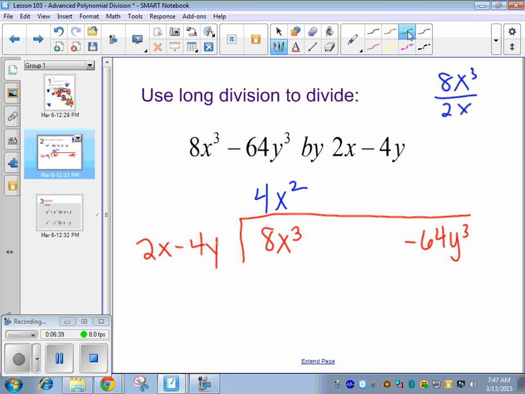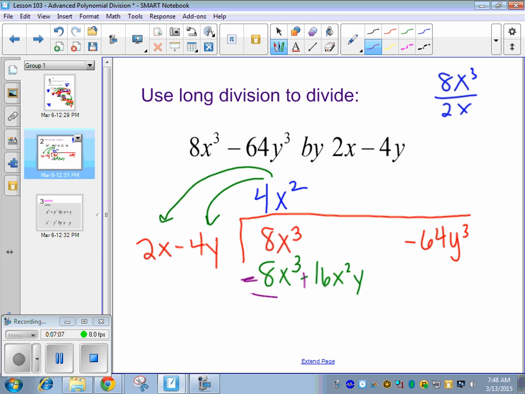Devin, what do I do next after I put a number up top? Multiply it by the 2x minus 4y. Good. Patrick, what do I get when I multiply this times this? 8x cubed. And this times this? Negative 16x squared y. Nice. Now we start over and divide the first by the first. Actually, no, before we do that, change signs. My bad. Change signs, this cancels, and we get 16x squared y.